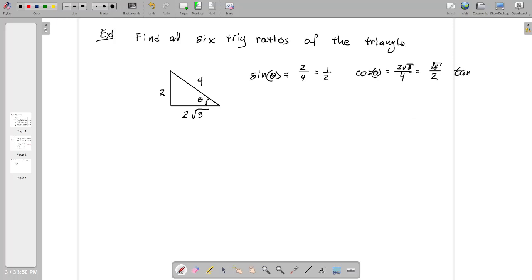And then tangent is opposite over adjacent. Opposite side is 2, adjacent side is 2 root 3, so we have 2 divided by 2 root 3, and we get 1 divided by root 3. Opposite side divided by the adjacent side. Now, again, we know that this is the opposite side because it's across from theta. It's directly across from theta.